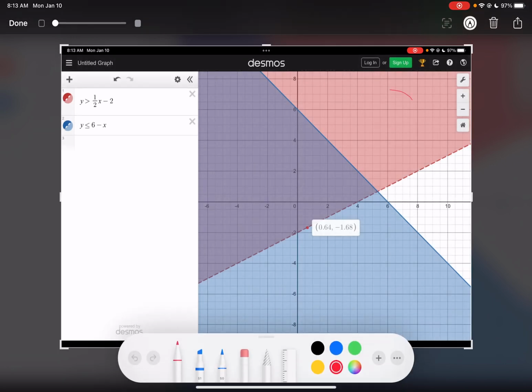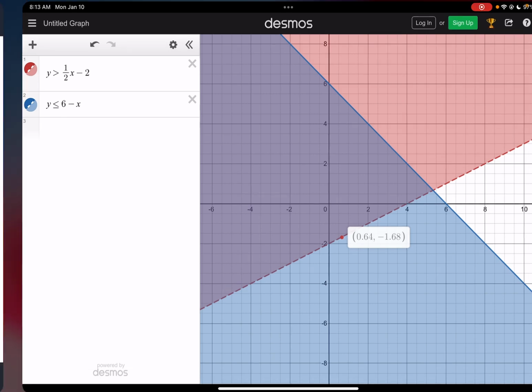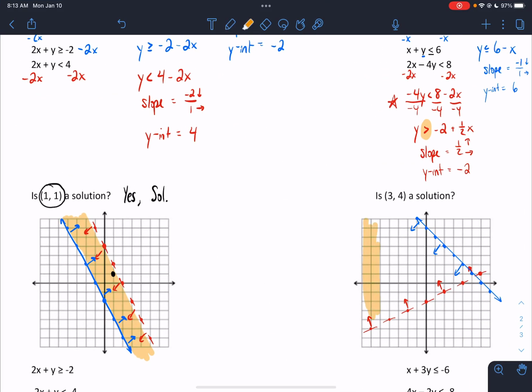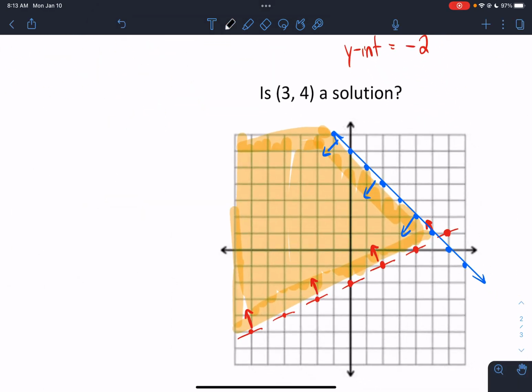I can look, here's my red, here's my blue. This is where I get that purple, that darker shade where my colors are overlapping. So that's what I want to do. Again, I get the question: is the ordered pair 3, 4 a solution? So 1, 2, 3, 1, 2, 3. 3, 4 is right there. So is 3, 4 a solution? We say no, it's not a solution.